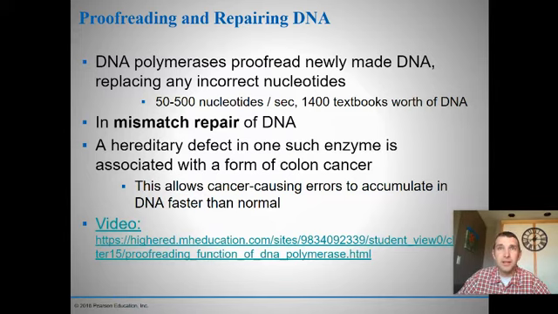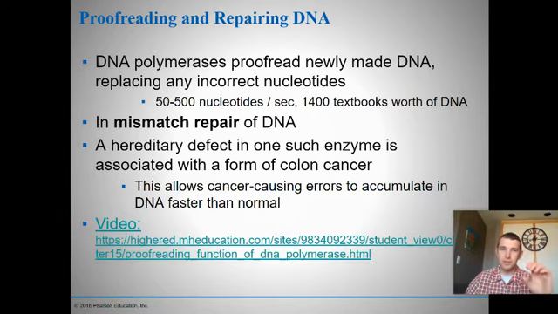DNA not only gets built super fast, it also gets proofread by DNA polymerases. So they have multiple jobs here, and any nucleotides that get paired incorrectly, they're not going to fit quite right.